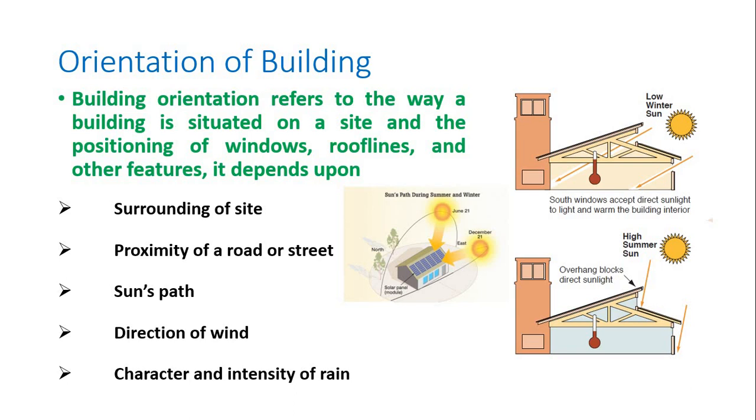in a desert, if we place the front elevation of the house toward the sun, it will not be good, because it will create a lot of heat in our house. So we should make our plan according to the sun path and wind direction, and we should orient our building according to the climate condition of the site.